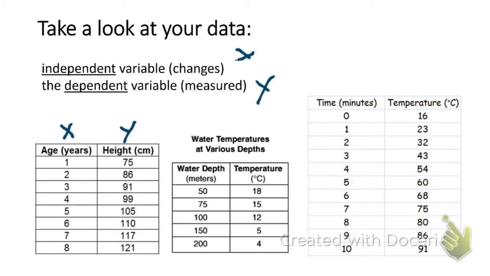That is the dependent variable that goes onto the y-axis. Same with water temperature at different depth. This is your x-axis, and you're measuring the temperature, and that would be on the y-axis. And this last one, you're looking at temperature over time, so this is your x-axis, and this would be on your y-axis.